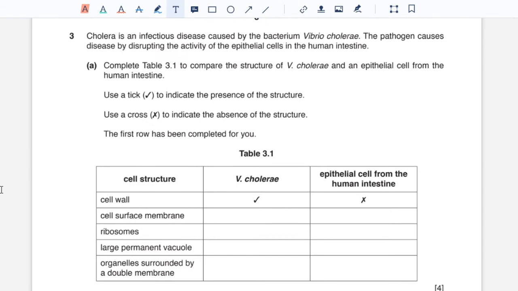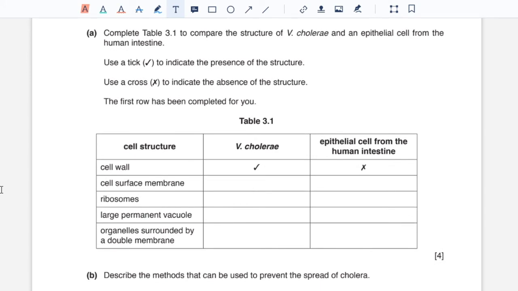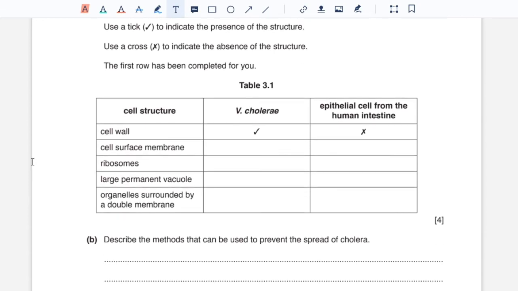Cholera is an infectious disease caused by the bacterium Vibrio cholerae. The pathogen causes disease by disrupting the activity of the epithelial cells in the human intestine. Complete table 3.1 to compare the structure of V. cholerae and an epithelial cell from the human intestine. Use a tick to indicate the presence of the structure and a cross to indicate the absence. The first row has been completed for you.